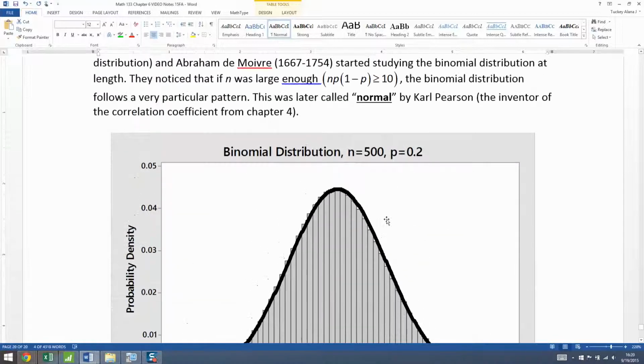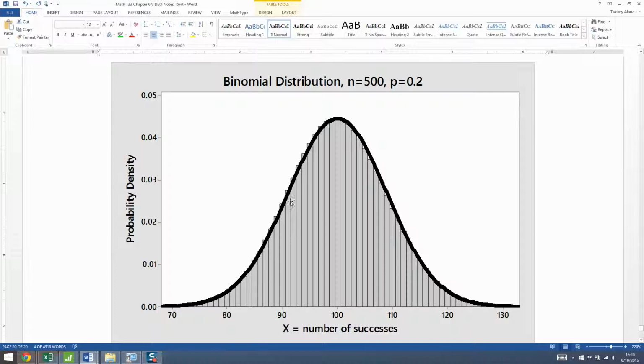All right, we're all done with chapter 6. I'll see you back here for more on that normal curve. It's going to become your new best friend in chapter 7.